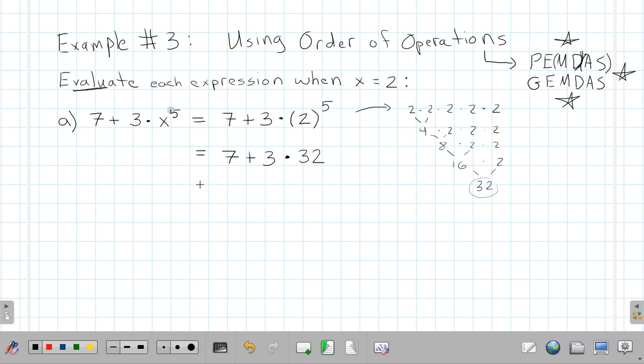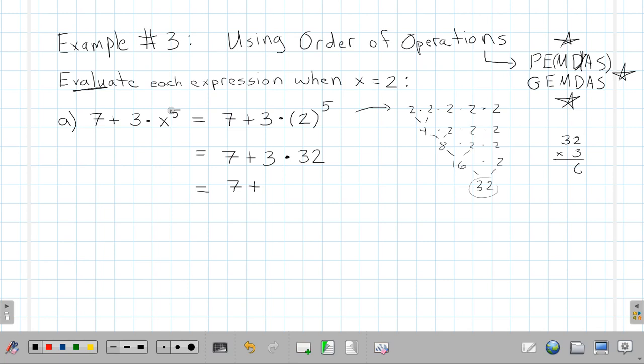Okay. Now, we go through order of operations again. Now our new expression, do we have any parentheses now? Well, no. Do we have any exponents now? No. Do we have any multiplication? Well, yes, we do. We have 3 times 32. So before we do the 7 plus 3, we've got to do 3 times 32. Okay, so we're not doing anything with the 7, but we are doing 3 times 32. And once again, if you need to, you can go over here and do 32 times 3.